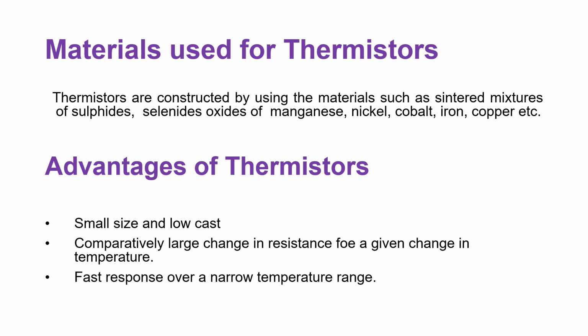Which are the different advantages of a thermistor? First, small size and low cost. Second, comparatively large change in resistance for a given change in temperature. Third, fast response over a narrow temperature range.